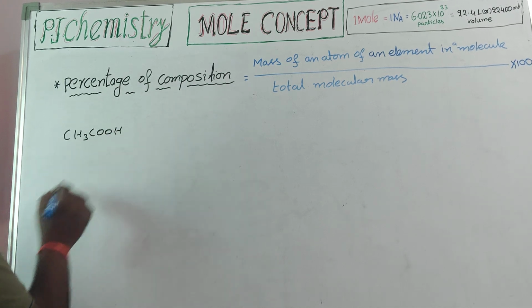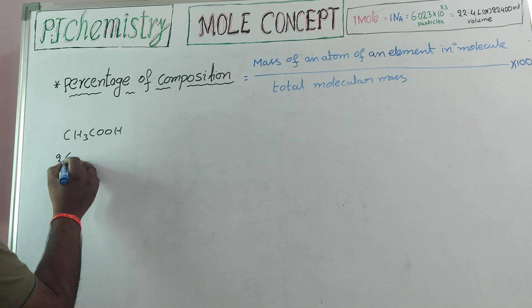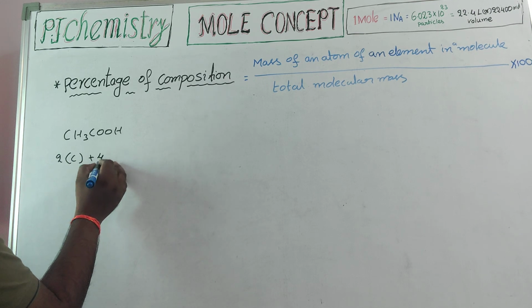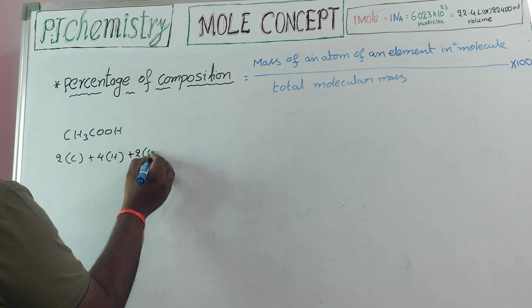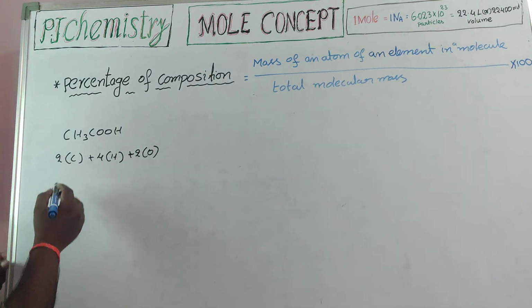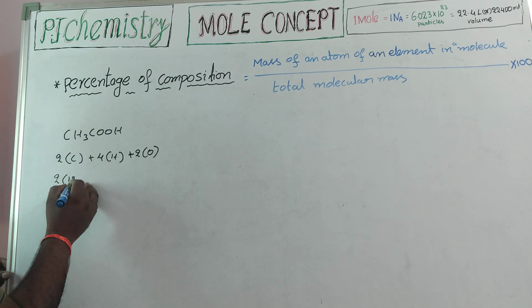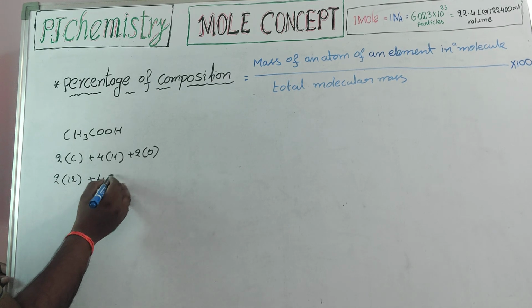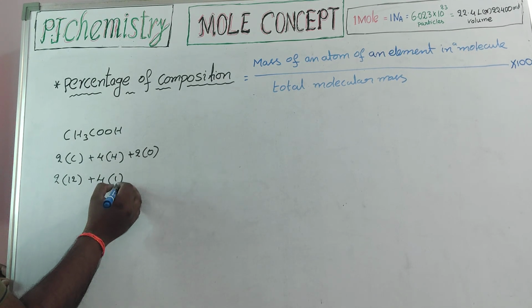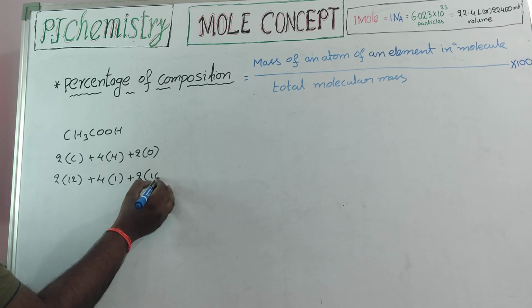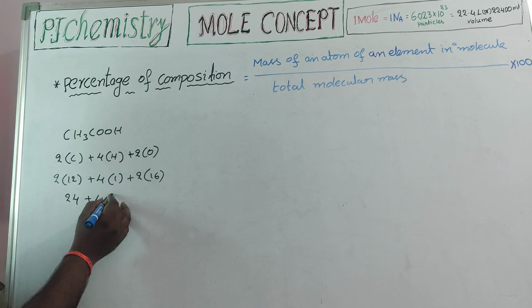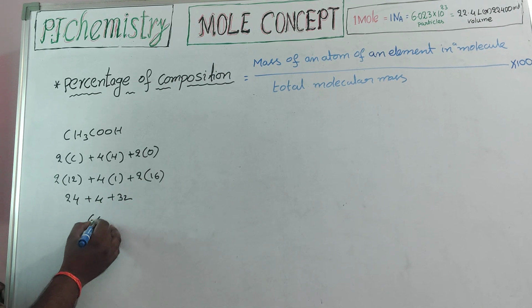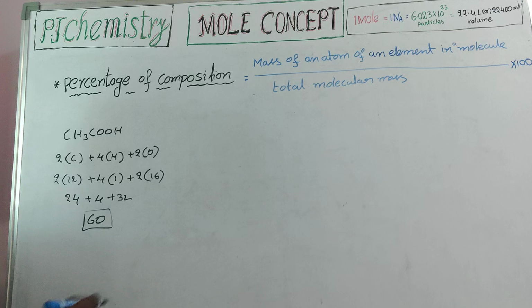CH3COOH. Now, in this there are two carbons, total 4 hydrogens, and two oxygens. First calculate its total molecular mass. 2 into 12, carbon mass number, 4 into hydrogen mass number 1, plus 2 into 16, oxygen mass number. Together 24 plus 4 plus 32. You will get 60. This is the molecular mass of acetic acid.